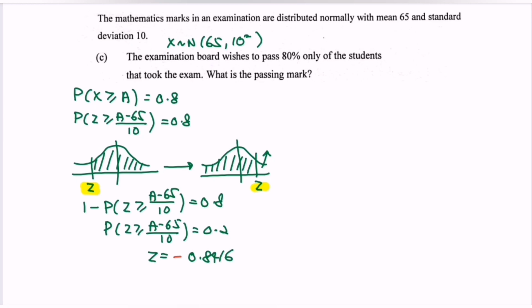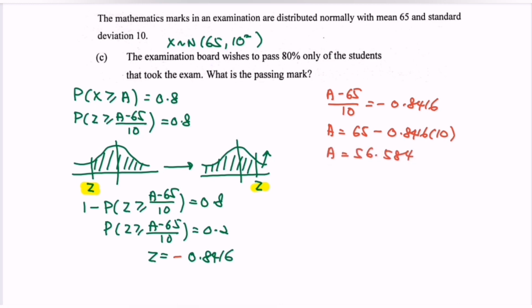Next is to find the passing mark. So (a minus 65) over 10 is equal to negative 0.8416. So a is equal to 65 minus 0.8416 multiplied by 10. So a will be equal to 56.584. If you round it up, the passing mark will be around 57 marks.